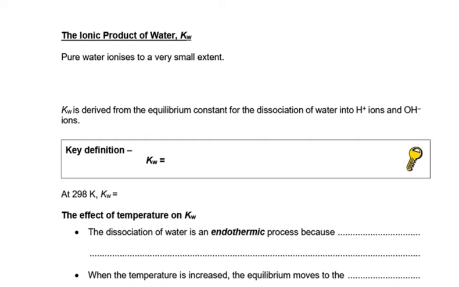In this video we're going to look at the ionic product of water, Kw, try and explain that, and then look at how this is useful with working out the pHs and calculations to do with strong alkalis. To start with, let's look at this first sentence, that pure water ionizes to a very small extent. What do we mean by that?